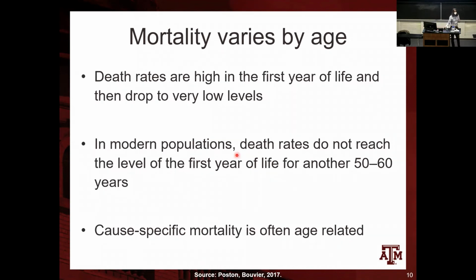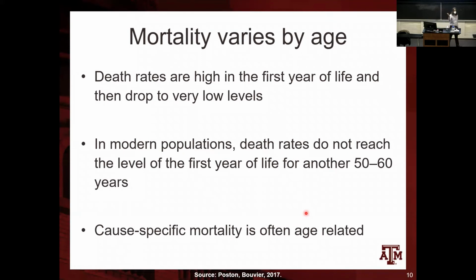And mortality also varies by age. Death rates are high in the first year of life and then drop to very low levels. In the first year of life, before the child reaches 1 year of age, the chances of dying are really high. Once the child reaches 1 year of life, the chances of dying drop a lot. In modern populations, the death rates do not reach the levels of the first year until another 50, 60 years. And cause-specific mortality is often age-related.